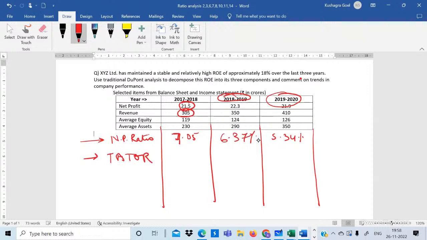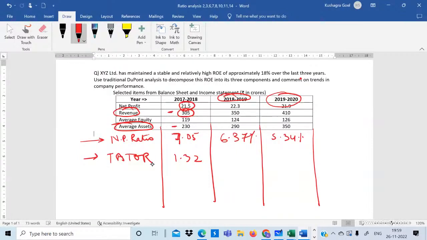So how will you calculate the total asset turnover ratio? Anyone? For 17-18, which numbers will I take? Total asset turnover ratio is nothing but sales upon total assets. So you'll take 305 divided by 230. How much are you getting? Anyone? And again, take up to 2 decimals. 1.32. Okay. Similarly, do the calculation for 18-19 and 19-20.